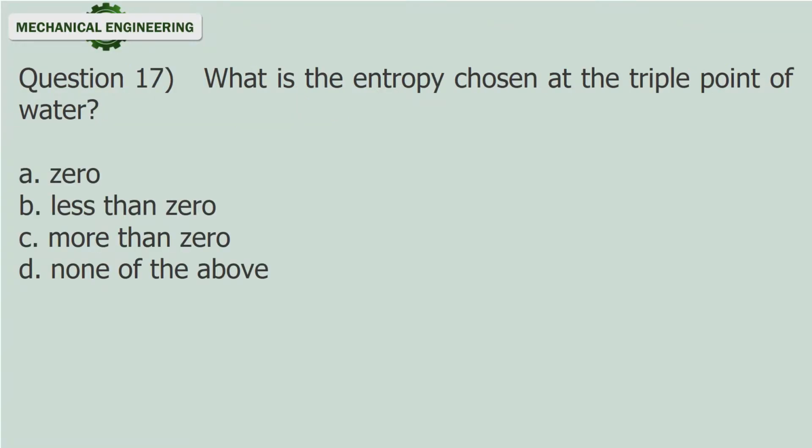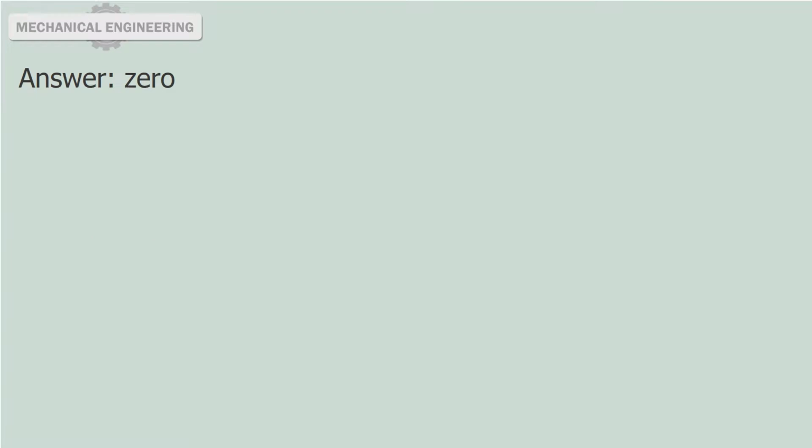Question 17. What is the entropy chosen at the triple point of water? A. 0. B. Less than 0. C. More than 0. D. None of the above. Answer: 0.